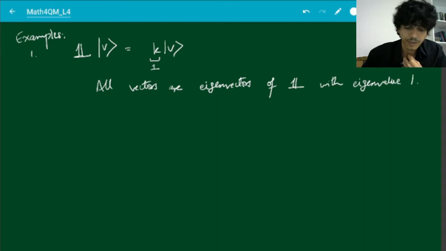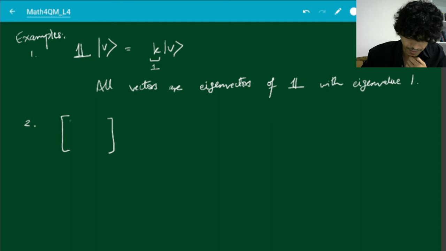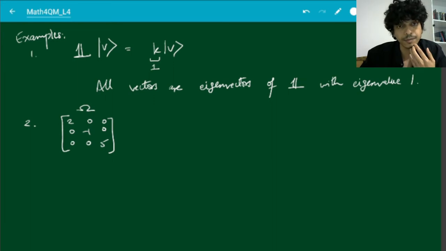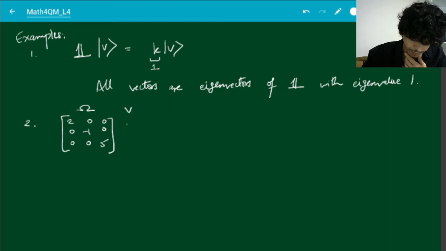Let's take one more example. Let's take a matrix that is diagonal. So for simple, I'll take a 3 cross 3 matrix over here. So if I take a vector, my operator omega over here is, let's say, 2, -1, 5, and everywhere else is 0. So this is a diagonal matrix. I want to ask the question, is there any vector v, let's call it x, y, z, which when acted upon by omega just gives me some constant k times the same vector x, y, z.